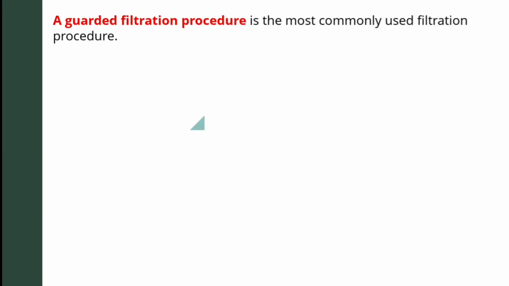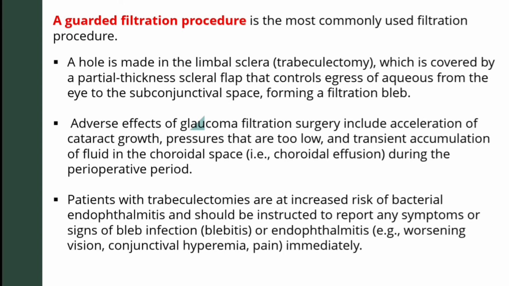The method we can use firstly is called a guarded filtration procedure. This is the most commonly used filtration procedure. In this case, a hole is made in the limbal sclera called trabeculectomy, which is covered by a partial thickness scleral flap that controls egress of aqueous from the eye to the subconjunctival space, forming a filtration bleb. A bleb is like a blister.